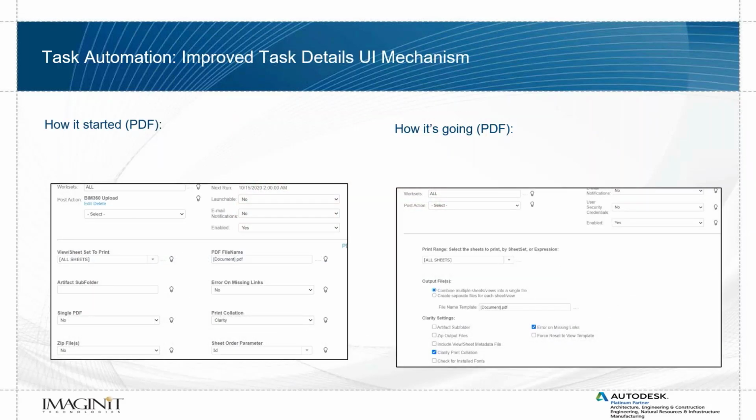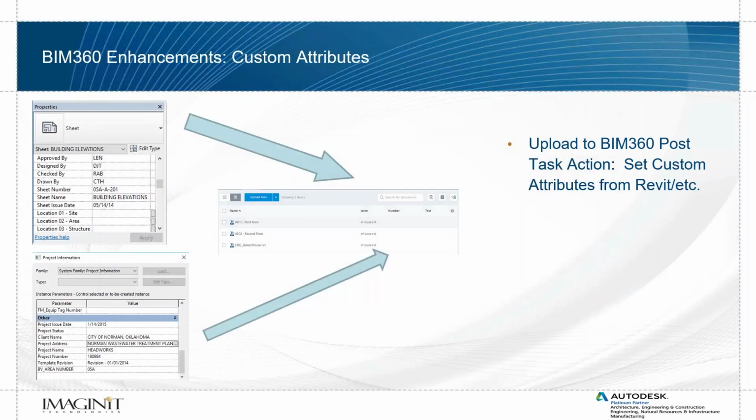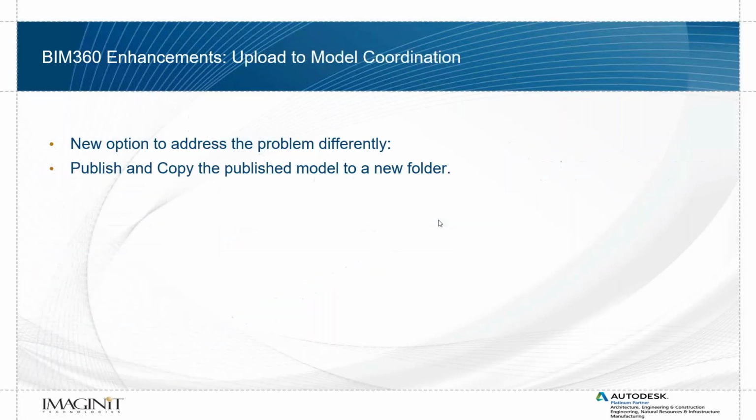We've got some cleanup on how tasks can look like PDFs. We've got new tasks like the model checker, being able to run the BIM interoperability tools model checker for Revit. We've got some BIM 360 enhancements to be able to push different attributes that are either in Revit or in other systems like ProjectWise, and push those into custom attributes like what you can define inside of a folder in BIM 360.